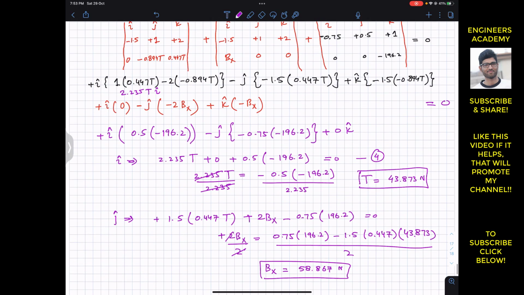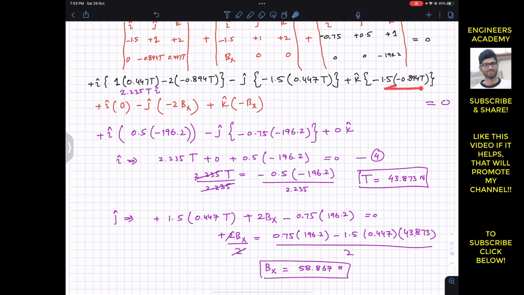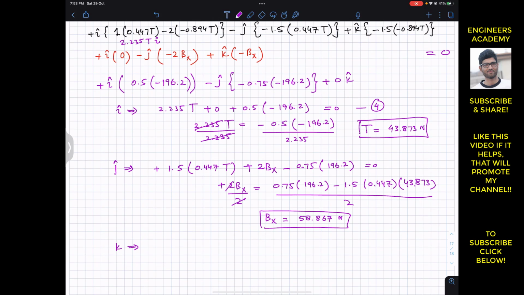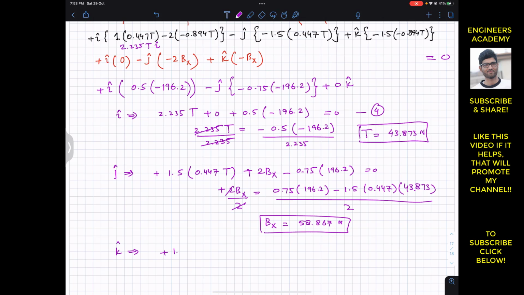Similarly, if we add up all the k components, so this is the k component, this is the k component, and this is 0k component. So we will have, this is minus into minus plus, so for k, plus 1.5 into 0.894 t, and the t value is known, so t is 43.873. This is minus into minus plus 1.5 into 0.894 into t. Then we have minus Bx, so minus Bx equals 0.